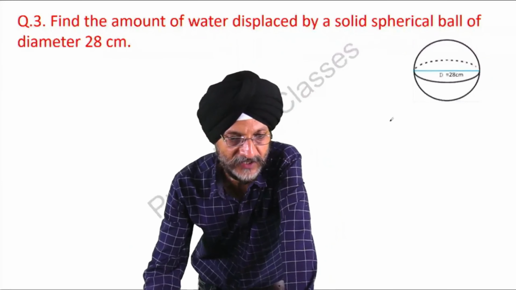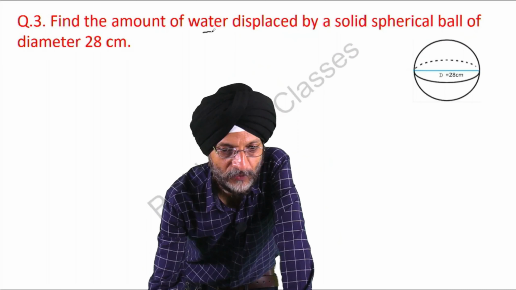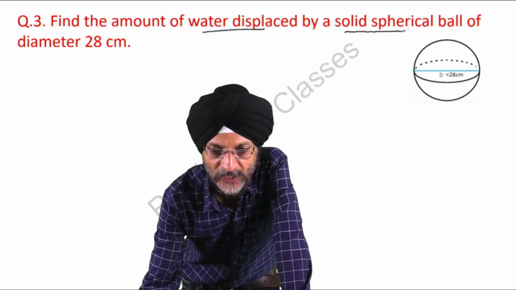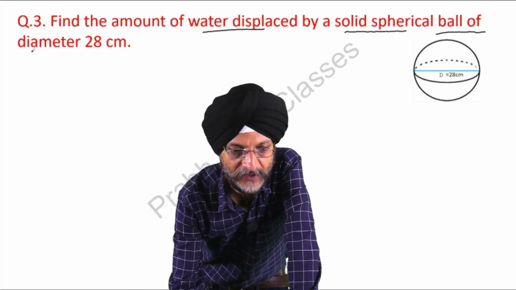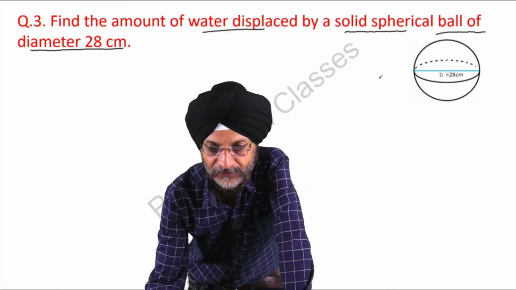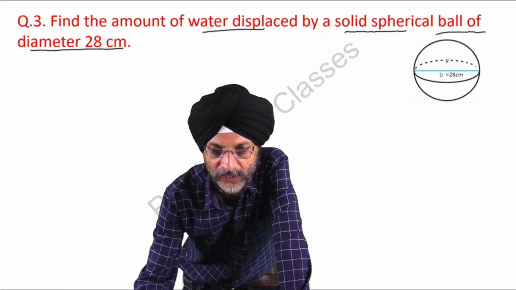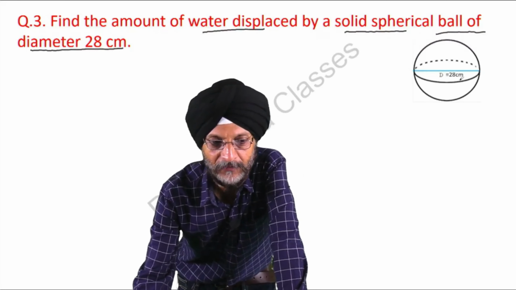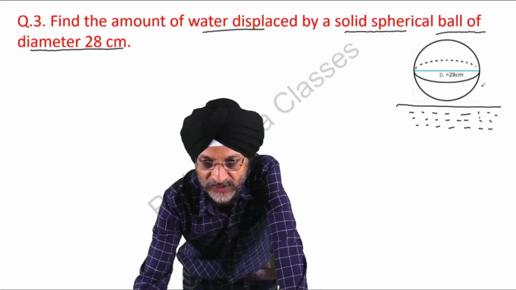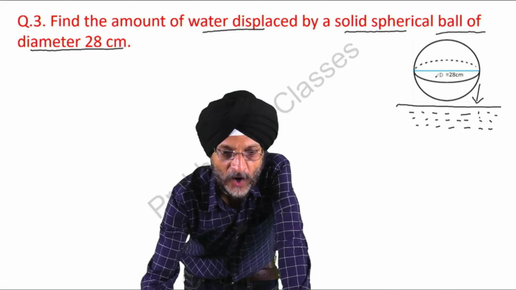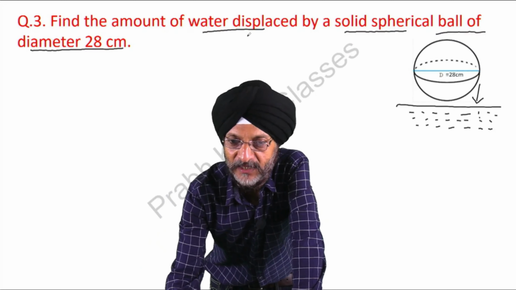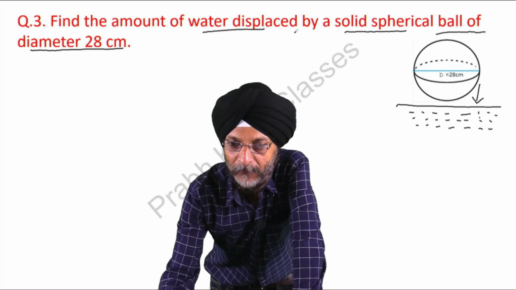Now the question before us is, find the amount of water displaced by a solid spherical ball of diameter 28 centimeter. You can see here that this is a spherical ball and it has diameter of 28 centimeter. The question says that suppose there is water and we put this spherical ball into the water. Now if we put this spherical ball into water, how much water will be displaced by this spherical ball?